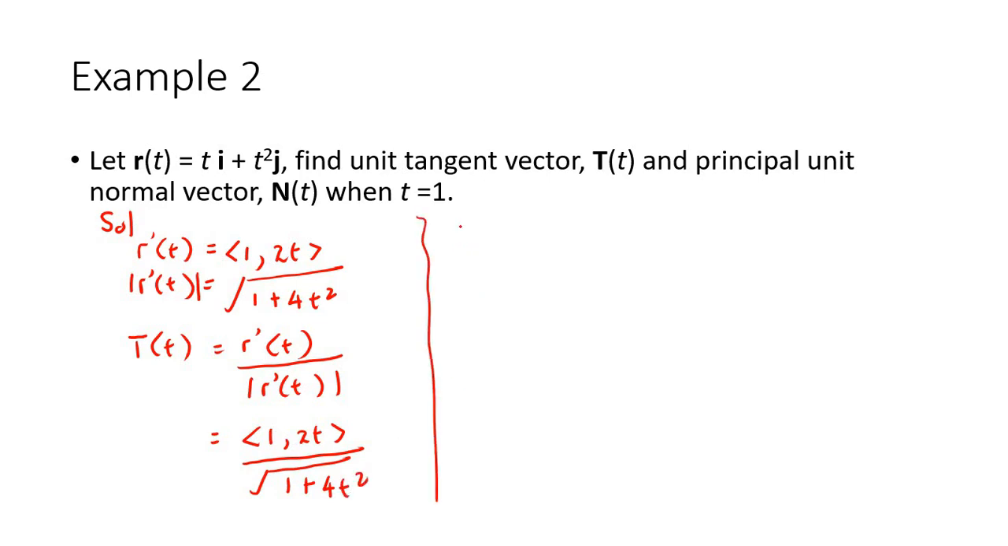Now find the unit tangent vector at time t equal to 1. So plug in t equal to 1. So you have i plus 2 j, divided by the square root of 5, because t is 1.